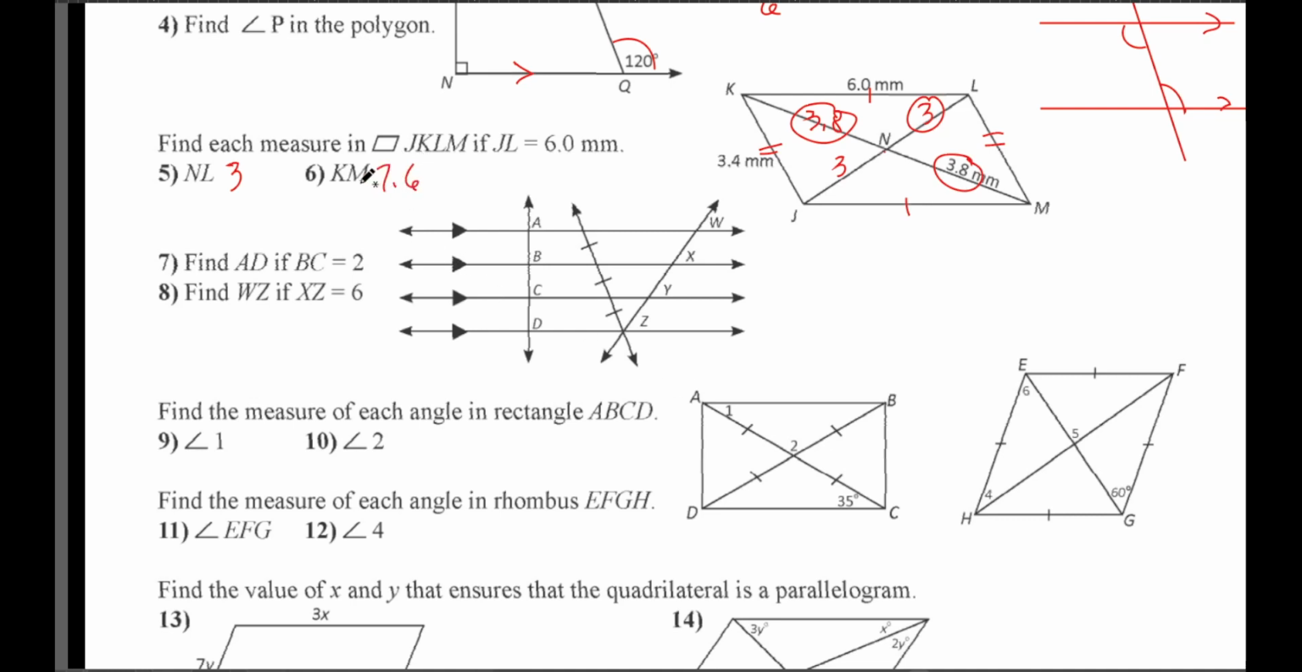I had a lot of people putting 6 for that one right there. 6 would be JL, and they already told you JL, didn't they? All right, so make sure that you know what you're trying to solve for. Put that stuff in. As soon as I see that's a parallelogram and I see the diagonals, I'm thinking, hey, look, I know that whole thing is 7.6 because I add those two together. That whole thing they told you is 6, so I know each of those is half of it, so half of 6 is 3.